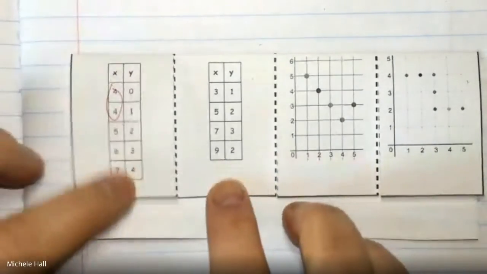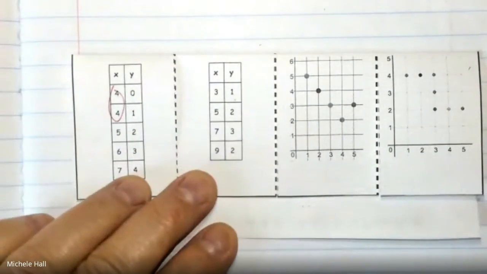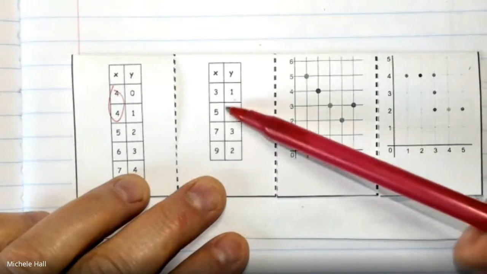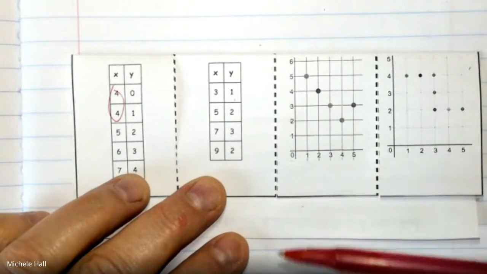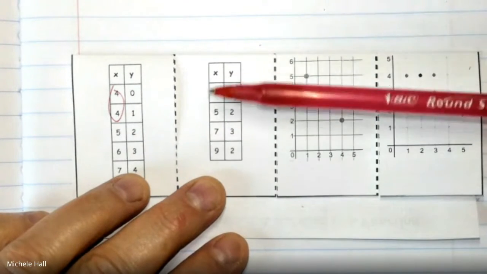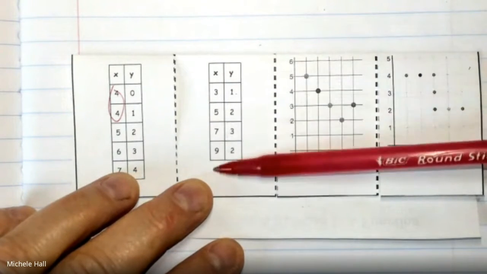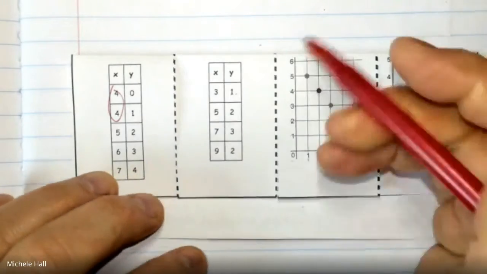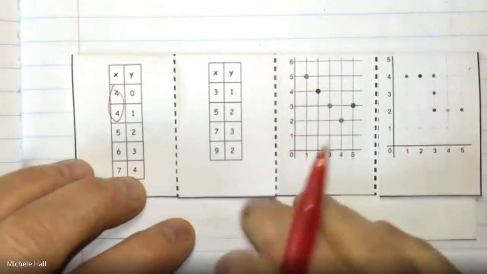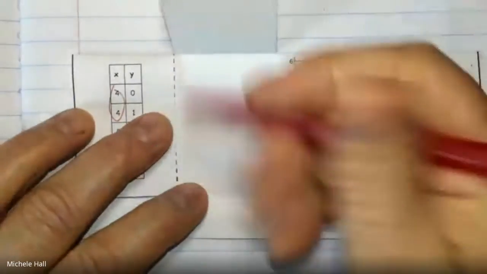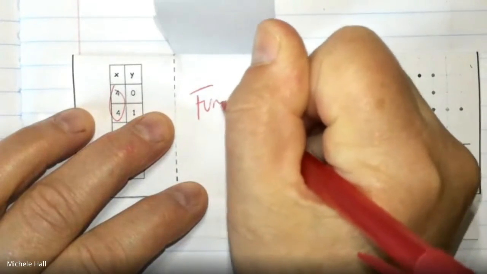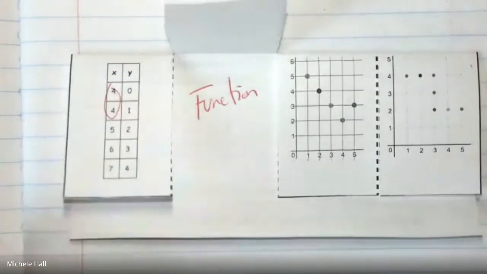How about the second set? Is the second set of numbers a function? What do you think, Emma? Do we have any repeating x values? So it's a function then because there are no repeating x values. There's nothing wrong with that one. Function. So when they give me a table of values, I'm just looking at the x's.